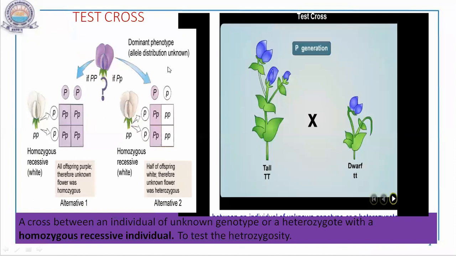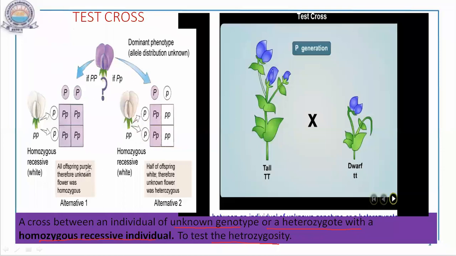Okay, now here comes the test cross. So what is a test cross? See here, the definition is written. Test cross, remember, always comes as a 3 marks question. It is a cross between an individual of unknown genotype, or a heterozygote, with a homozygous recessive individual. Why is it done? To test the heterozygosity. Once again, I repeat, it is a cross between an individual of unknown genotype.